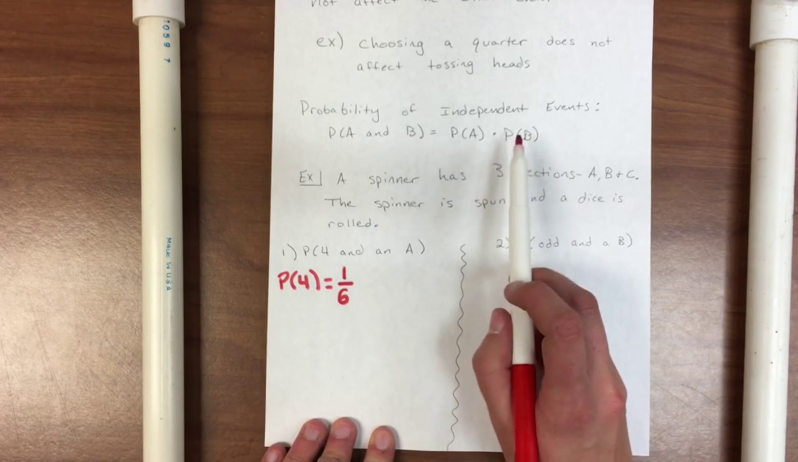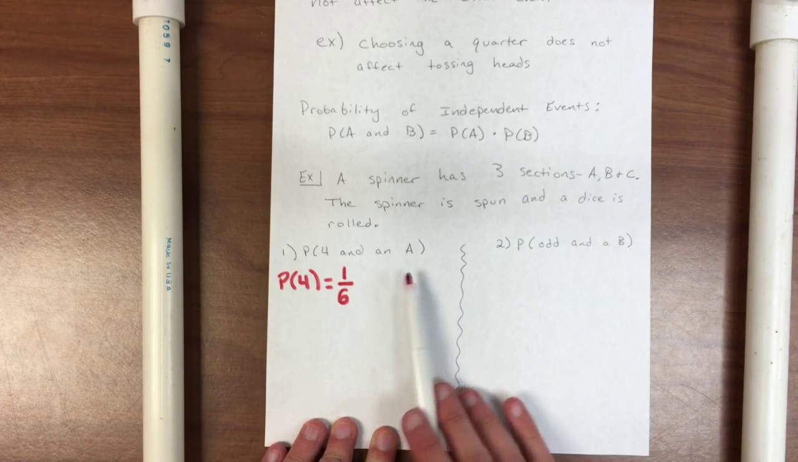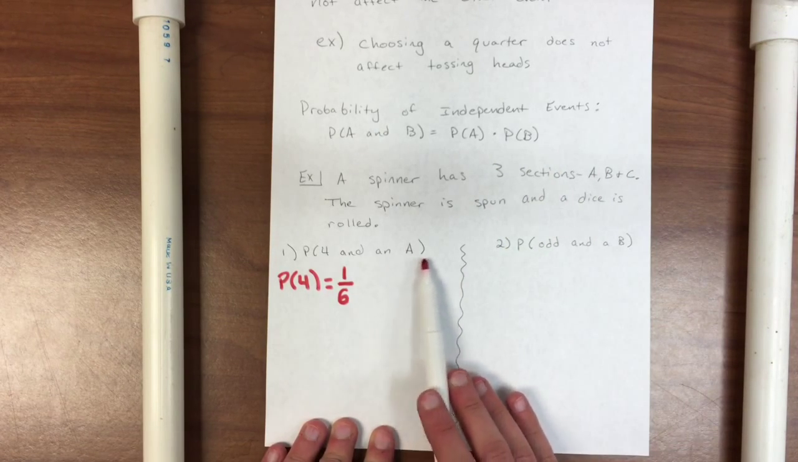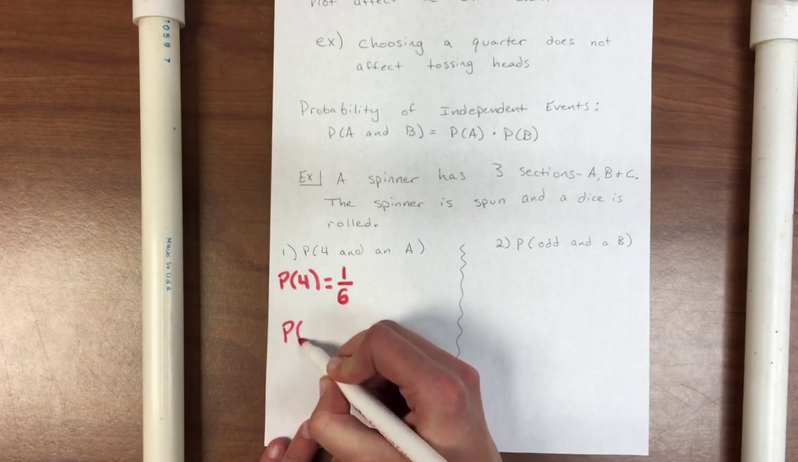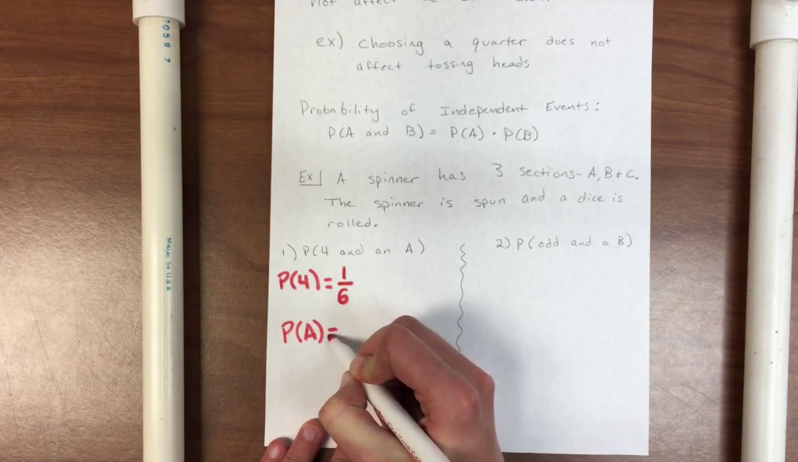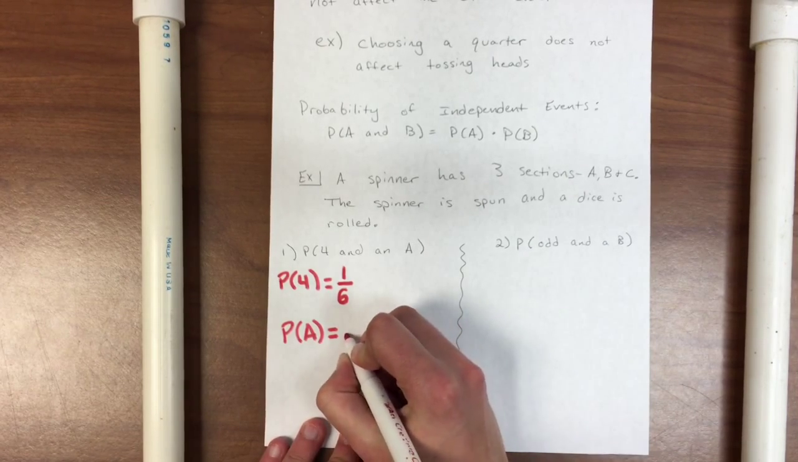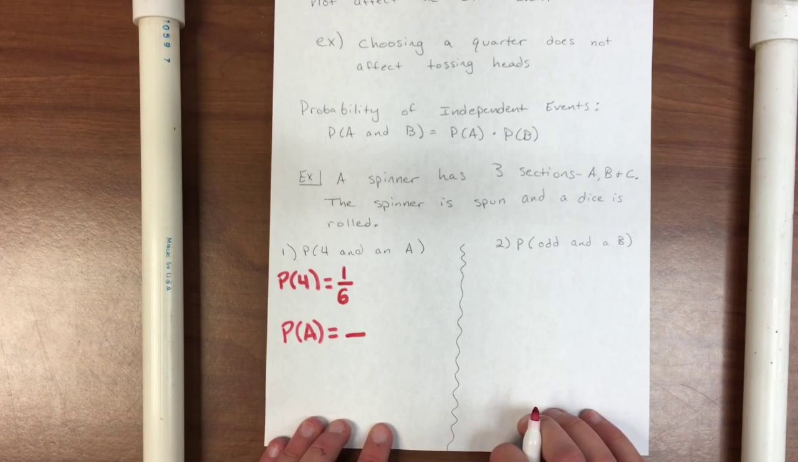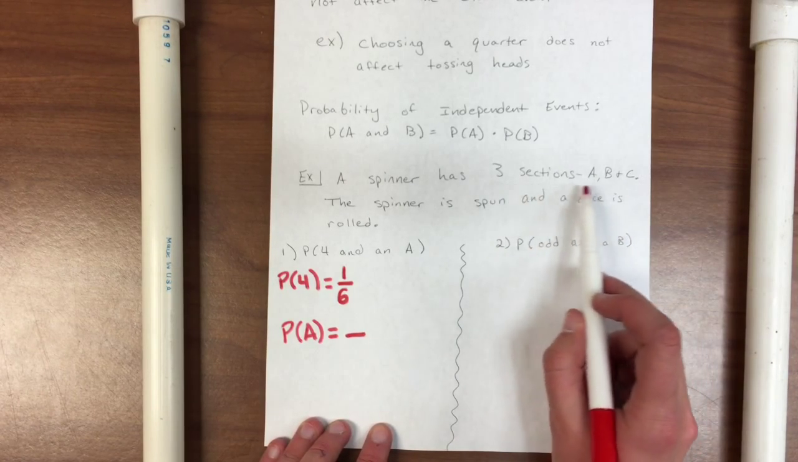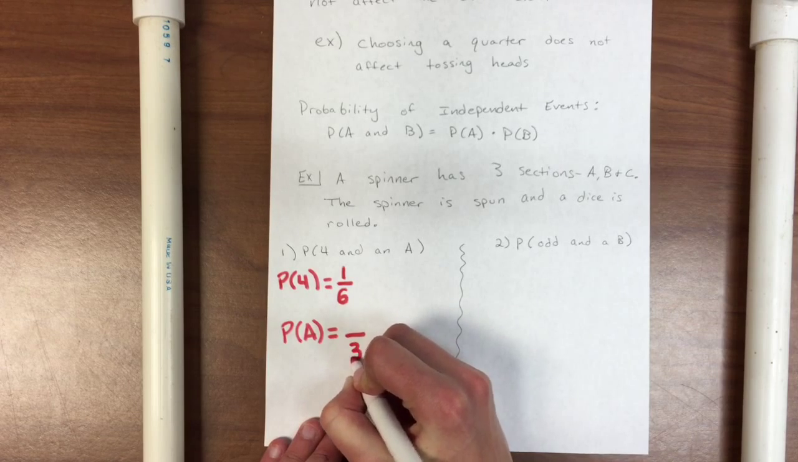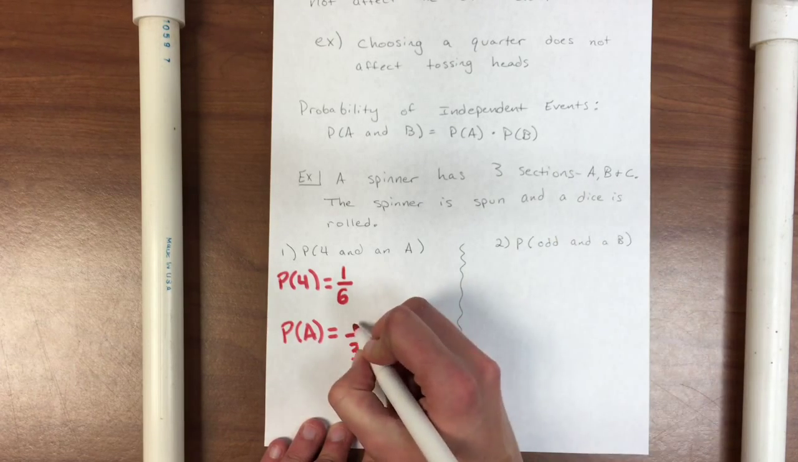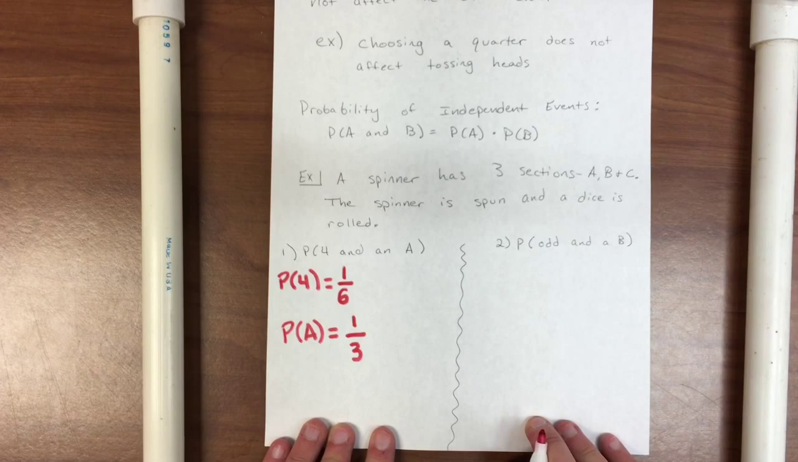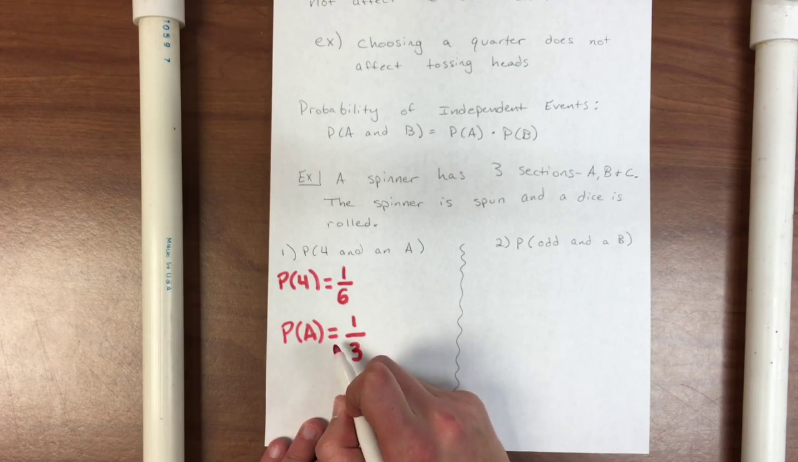We need to find the probability of the second event. And which one is our second event? Spinning A on our spinner. So we need to find the probability of spinning an A. So on bottom, we need our total. So how many total sides does our spinner have? 3. And how many sides, or how many is A on our spinner? It's just one section. So now we have the probability of 4 and the probability of A.